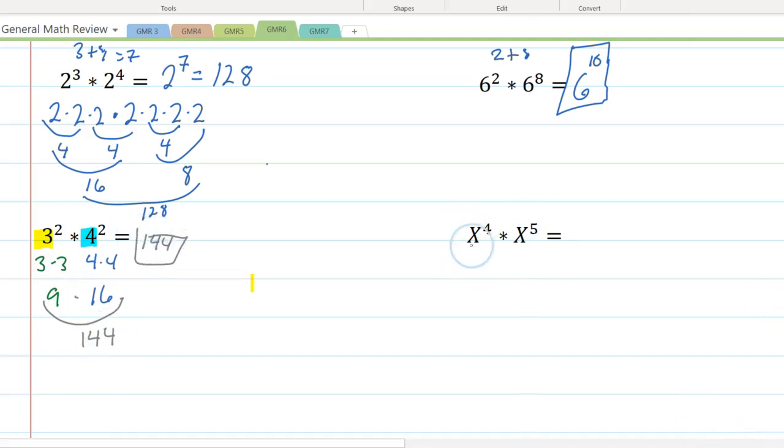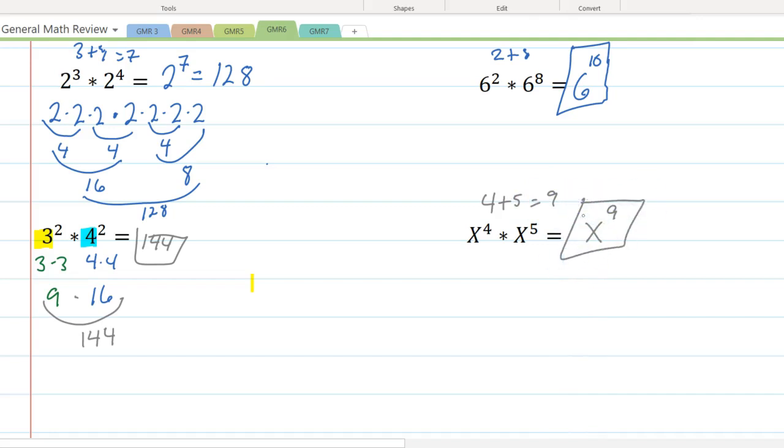Variables. If I have x to the power of 4 and x to the power of 5, I have a common base. Thus, all I have to do is add the exponents. 4 plus 5 is equal to 9, which gives me x to the power of 9.